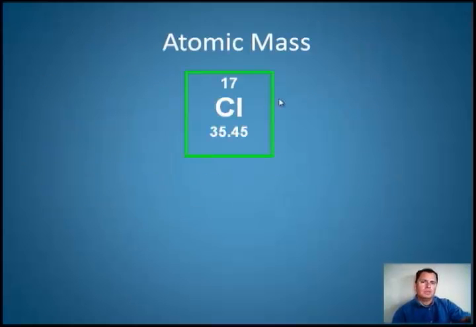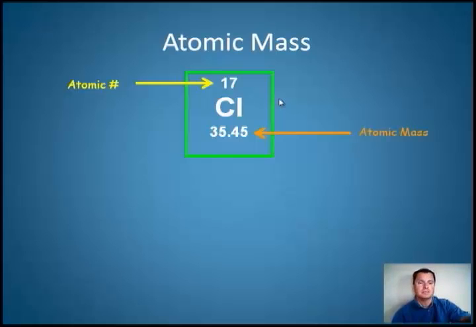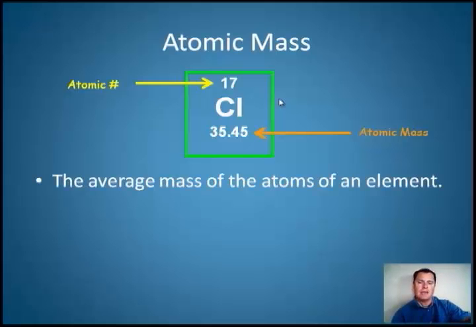If we look at an example, here's chlorine. We can see our top number, our whole number, 17. That's our atomic number. So all chlorine atoms have 17 protons in them. Now the number at the bottom, 35.45, is our atomic mass. We can define atomic mass as the average mass of the atoms of an element. It's expressed in AMU. So we'd say 1 chlorine atom on average weighs 35.45.